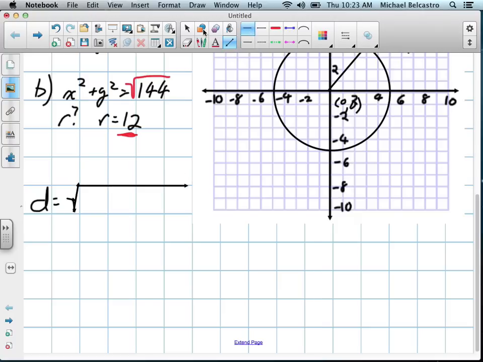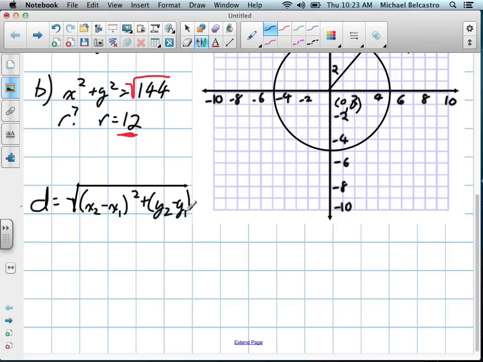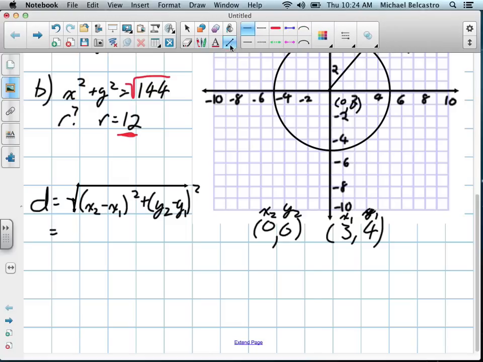I'll get rid of those arrows. It is x2 minus x1 squared plus y2 minus y1 squared. Our values were 0 and 0 and 3 and 4. I'm going to call the zeros the x2s and y2s, just so we can prove the point that it really doesn't matter. So x2, in this case, is what value? 0. Okay.